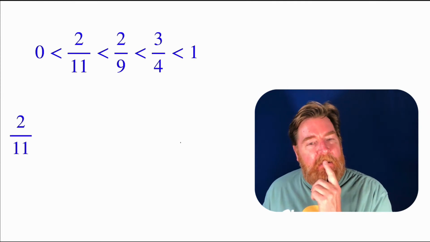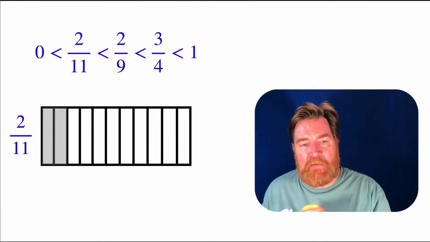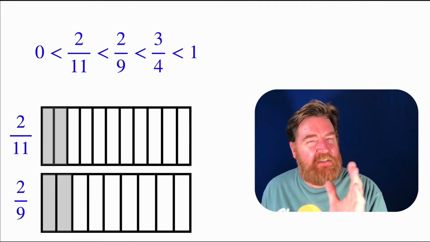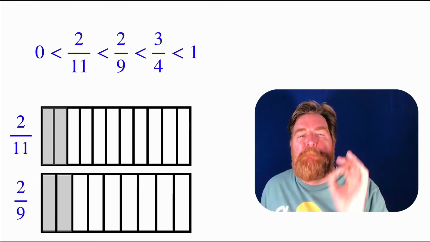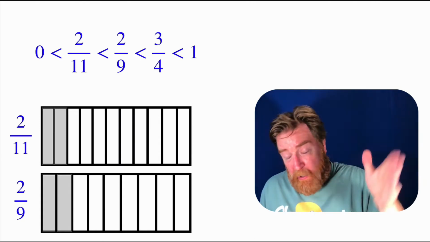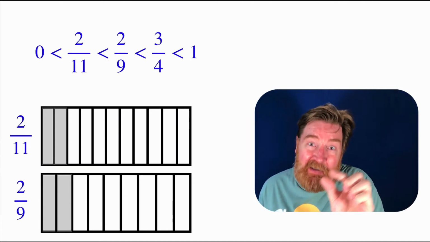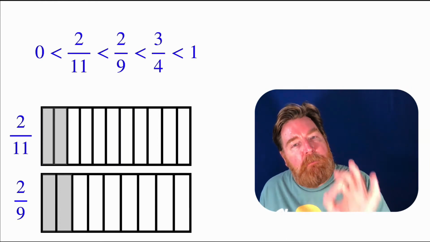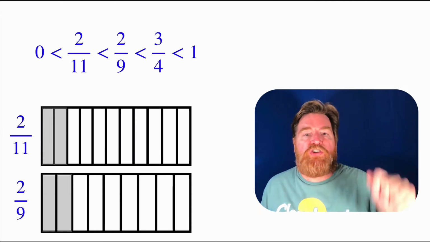Well, check this out. Here is 2/11ths. There's a candy bar, 11 equal pieces, and 2 are kept, 2 are shaded. Look at 2/9ths. See how 2/9ths is just slightly bigger than 2/11ths? Well, that's because the bigger the denominator, the more pieces we have to break that fraction bar up into, right? So think about sharing something. If you share it with more people, everybody's going to necessarily get a little smaller piece. So 11ths are smaller pieces than 9ths. So therefore 2/11ths is smaller than 2/9ths.